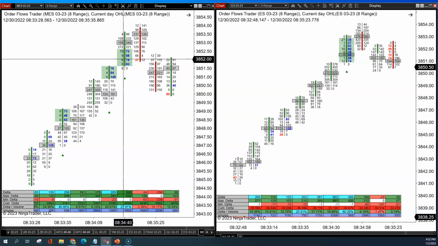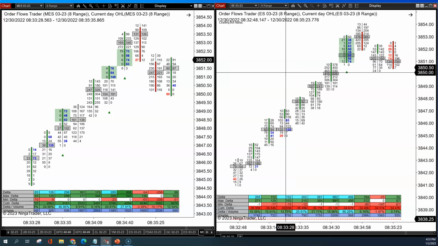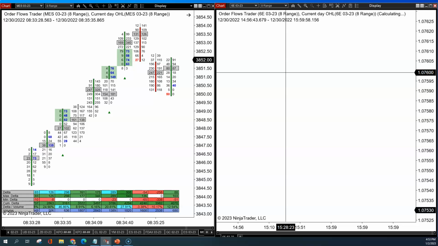Okay, so which one's better? Well, again, it's not a matter of, I should be trading this market or I should be trading that market. If you're trading the MES, you focus on the MES. It's got enough volume to trade on its own. I mean, compare that to, say, euro currency. People trade euro currency futures by itself.